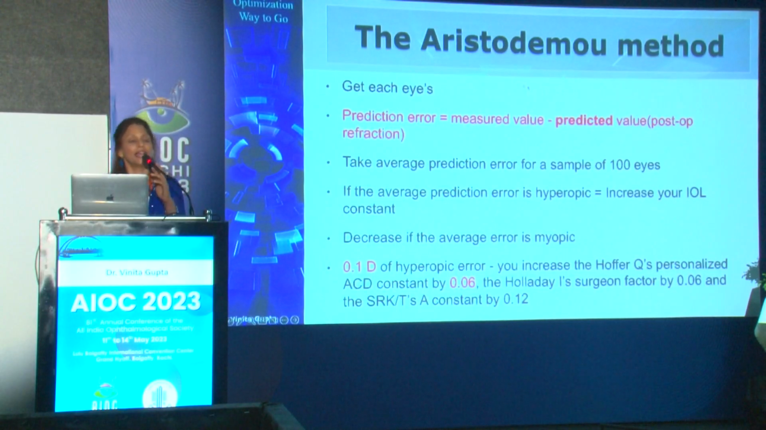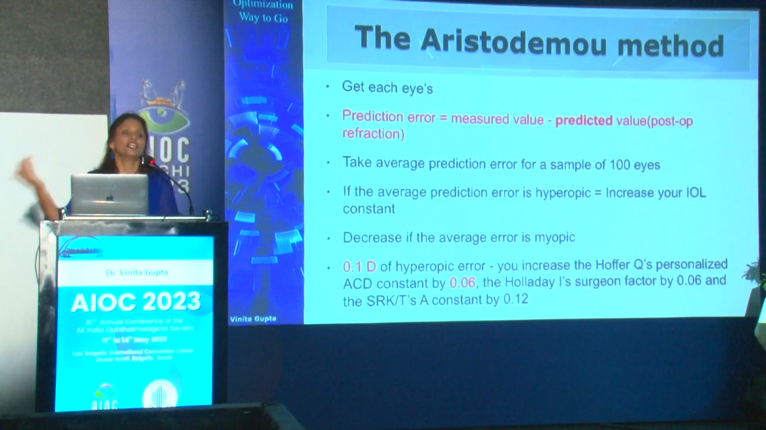We have another method by Aristodemou, who also is trying to predict this error. And here he is not going to give you the actual A constant, but he's going to give you the prediction error based on your measured values of your refraction and the predicted postoperative refractions. And here he's asking you to take an average of almost 100 eyes. And if the prediction error is going towards hyperopia, he's asking you to increase your IOL constant. And if it's going towards myopia, he's asking you to decrease your A constant values.